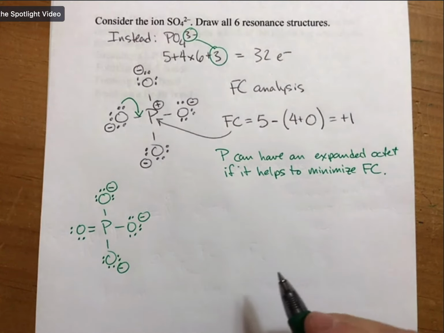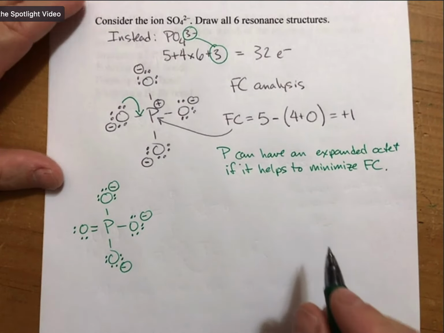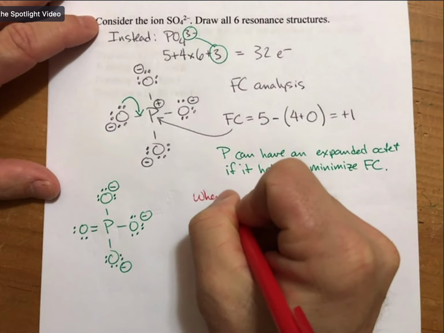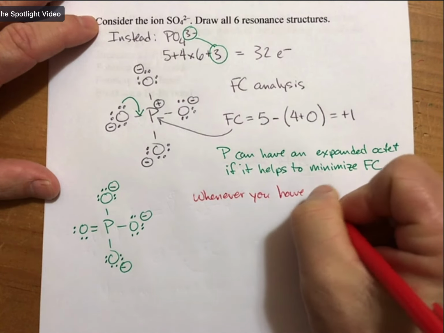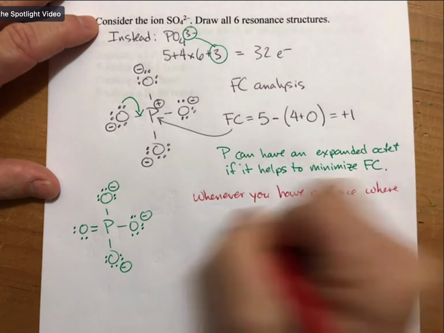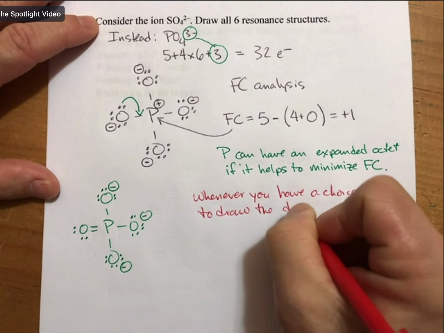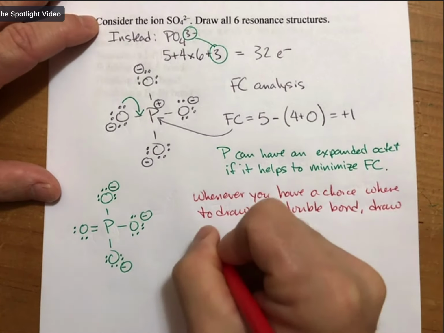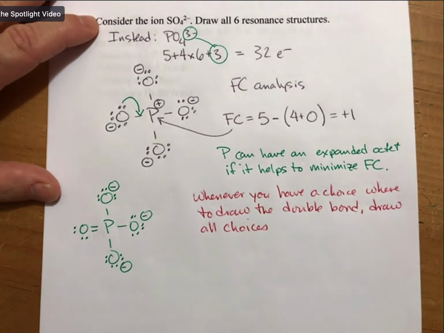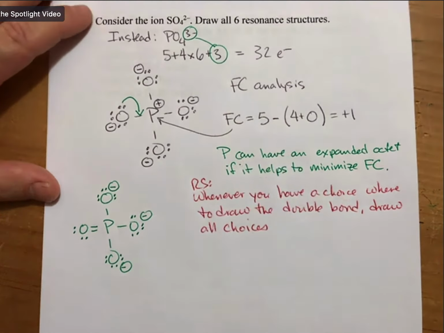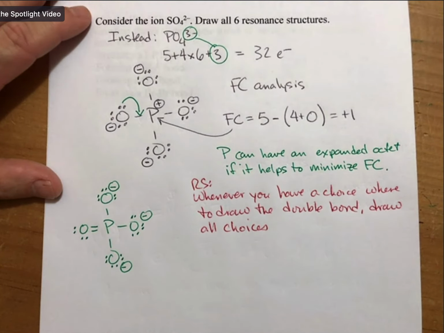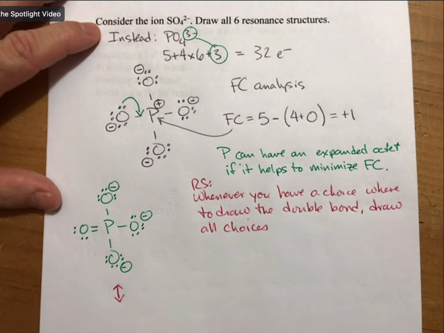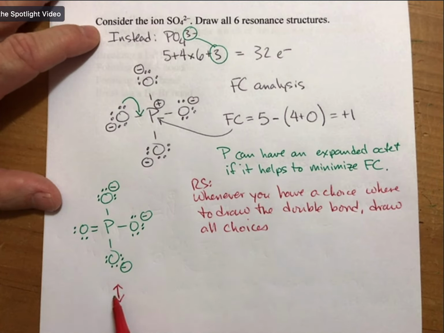Okay. Now, how you draw resonance structures is whenever you have a choice where to draw the double bond, draw all choices. So, and I'll put RS for resonance structures there. So I have one of them. I'm going to draw the next one down below it just because that's where the space is. I've got my resonance structure double-headed arrow here.